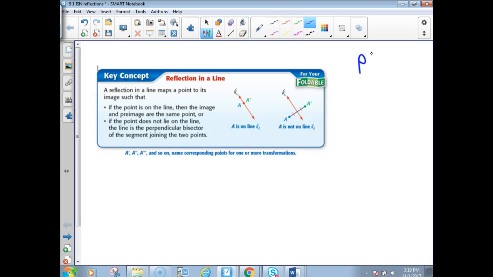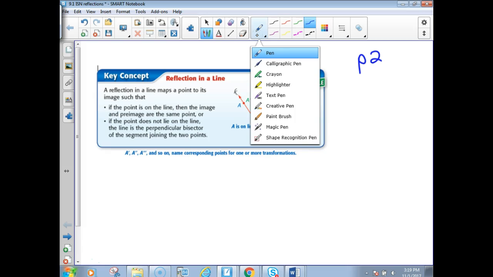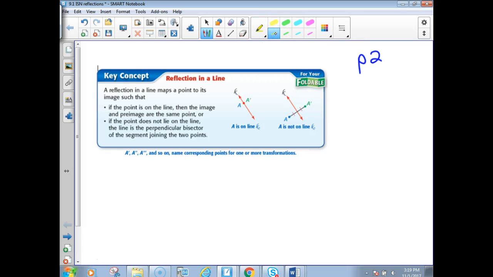All right, page 2 in the ISN starts off with a picture from your textbook: a reflection in a line maps a point to its image such that if the point is on the line, then the image and pre-image are the same point. If the point's not on the line, here's the illustration. A and A prime: the line is the perpendicular bisector of the segment joining the 2 points.